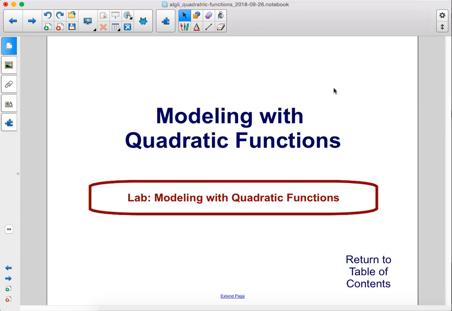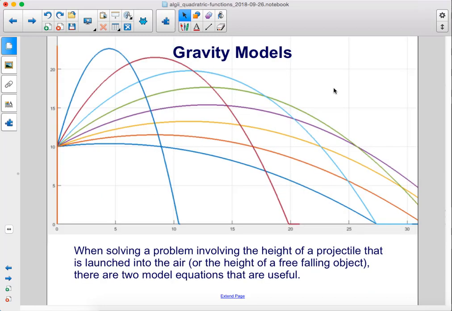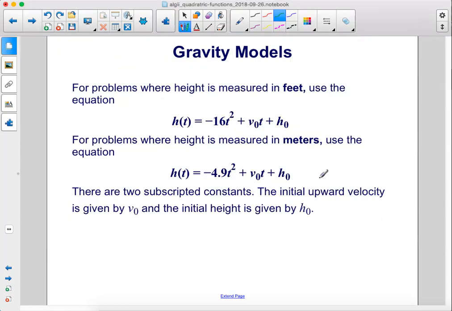Modeling with quadratic functions. When solving a problem involving the height of a projectile that is launched into the air or the height of a free-falling object, there are two model equations that are useful. For problems where height is measured in feet, use the equation h of t equals negative 16t squared plus v naught t plus h naught. For problems where height is measured in meters, use the equation h of t equals negative 4.9t squared plus v naught t plus h naught.